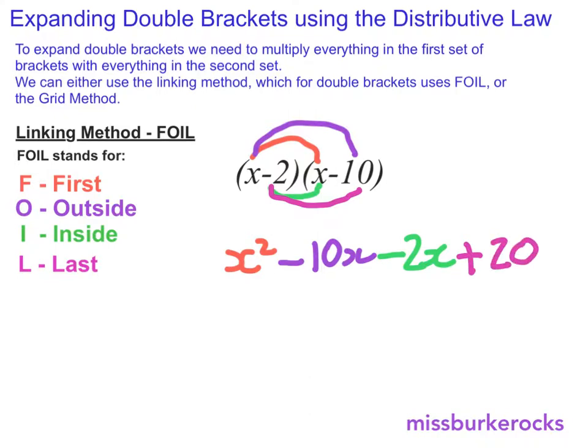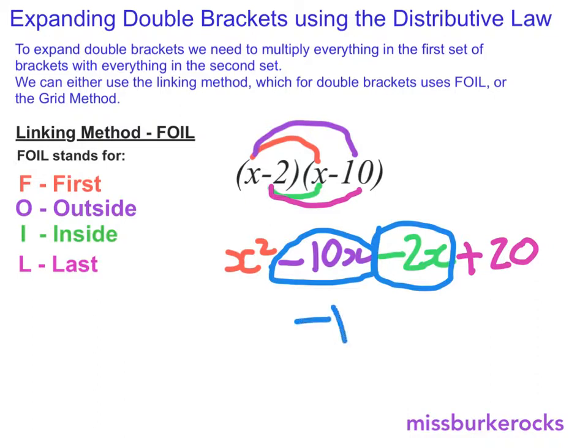We need to collect our like terms. We have negative 10x, take 2x gives me negative 12x. Everything else drops down. So I've got x squared, take 12x plus 20.